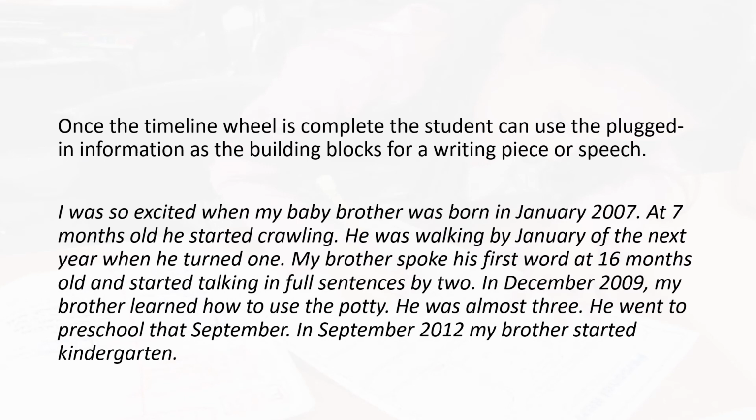Once the timeline wheel is complete, the student can use the plugged-in information as the building blocks for a writing piece or speech. So here's a paragraph from the timeline wheel that we just looked at about the girl's baby brother. I was so excited when my baby brother was born in January 2007. At 7 months old, he started crawling. He was walking by January of the next year when he turned 1. My brother spoke his first word at 16 months old and started talking in full sentences by 2. In December 2009, my brother learned how to use the potty. He was almost 3. He went to preschool that September. In September 2012, my brother started kindergarten.